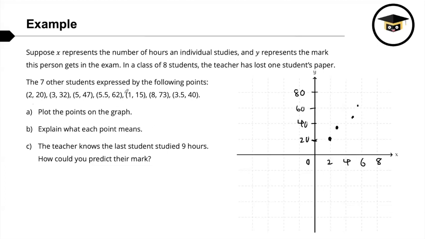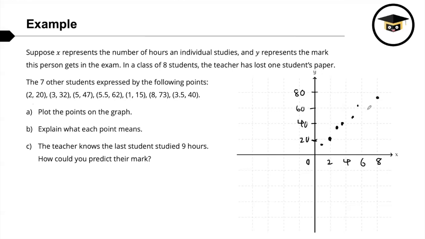Then we've got 1, 15. So 1 and 15 about here, I would say. Then we've got 8, 73. So 8, 73 would be about there. And then 3.5 and 40. So 3.5 just about here, and at 40, so just there. So you can see we've got our collection of points that have been plotted.